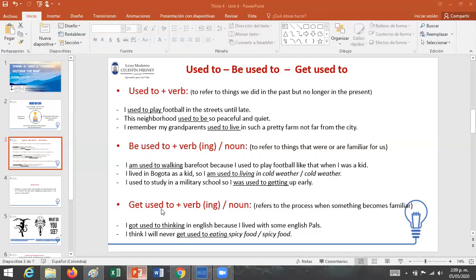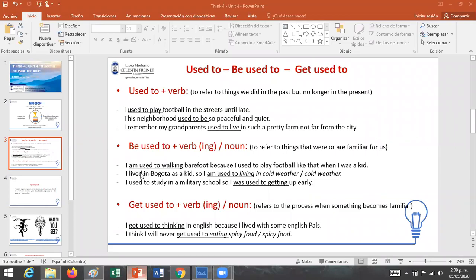¿Ok? Entonces, por ejemplo, if you want to say, yo estoy acostumbrado a caminar descalzo because, miren acá cómo uso dos de las expresiones, ¿no? I am used to walking barefoot because I used to play football like that when I was a kid. Yes, do you understand that? Yo estoy acostumbrado a caminar descalzo porque solía, because I used to play football like that when I was a kid, ¿no? Yes. Entonces, ahí el I am used to se sigue, lo seguí de un verbo, a verb in ing.